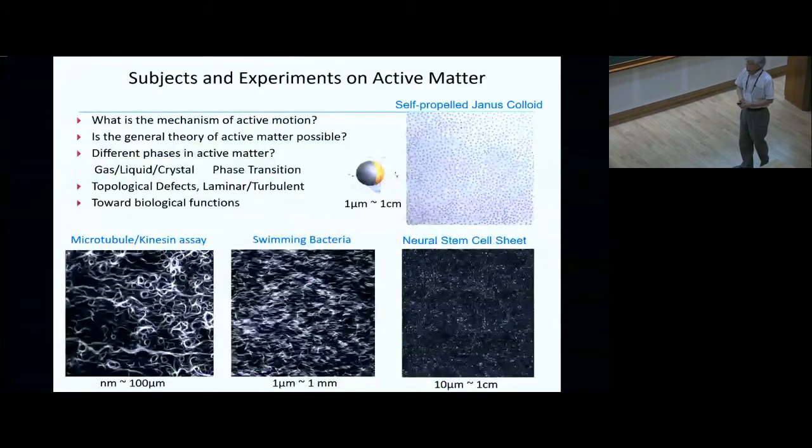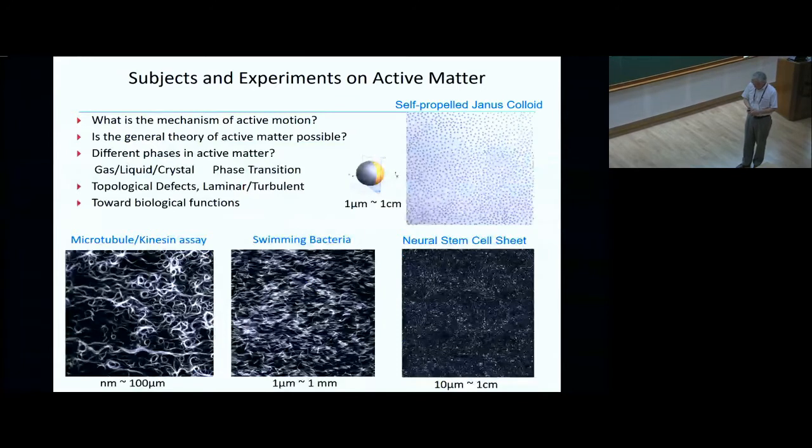So you already know a lot about active matter. There is a lot of introduction about active matter. In our lab, we do experiments on active matter, asking several questions. For instance, what is the mechanism of self-propulsion? And what is the general theory? Is there any general theory for active matter? And we are also interested in the different states and phases in active matter, topological defects, turbulence, and disorder, the laminar-turbulence transition. And we are also interested in the biological function of active matter systems.